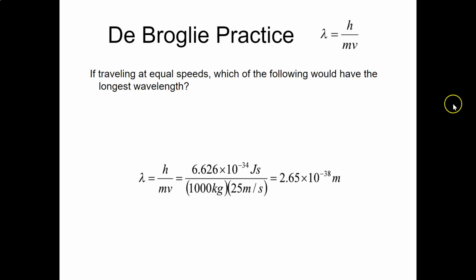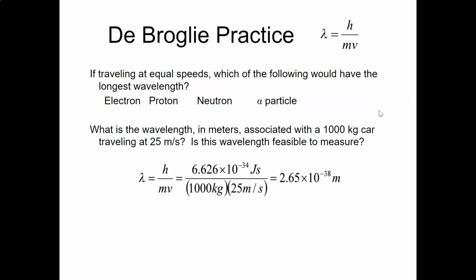big particle. If traveling at equal speeds, which of the following would have the longest wavelength? An electron, a proton, a neutron, or an alpha particle. Think about mass. The electron is really tiny, much smaller than these two. An alpha particle is 4 of these two combined. So look at Planck's constant. As the mass increases, the wavelength is going to decrease, right? It's an inverse relationship. As the mass gets bigger, the wavelength gets smaller. So which one is going to have the longest wavelength? The electron is going to have the biggest wavelength.